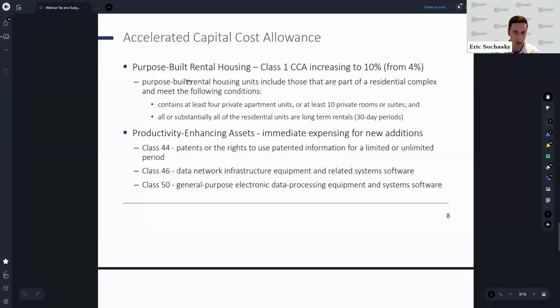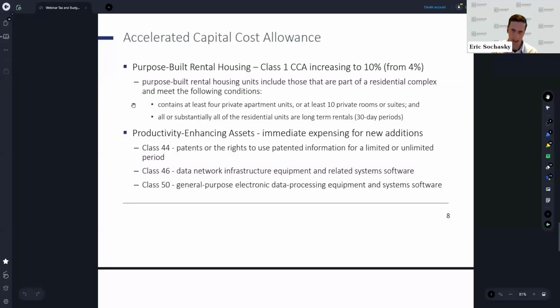So CCA, or in other words, depreciation, is an expense that you can take against your income. Class 1 is being increased from 4% to 10% for this purpose-built rental housing. And so this includes units that have at least 4 private apartment units or at least 10 private rooms or suites, and all or substantially all the residential units are long-term rentals. So this cuts out the Airbnbs. If it is a long-term rental building that you're building and you meet the criteria, you'll be able to deduct 10% of the cost on an annual basis instead of the current 4%.